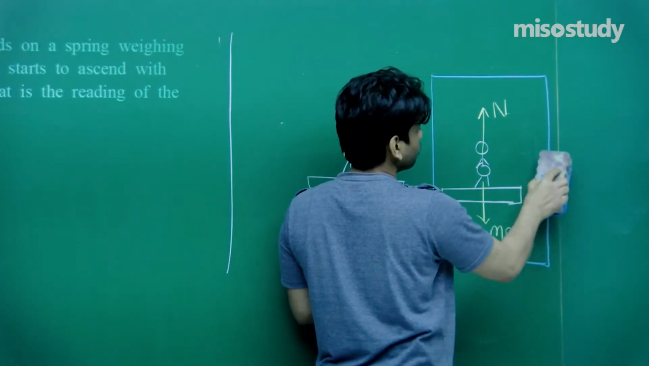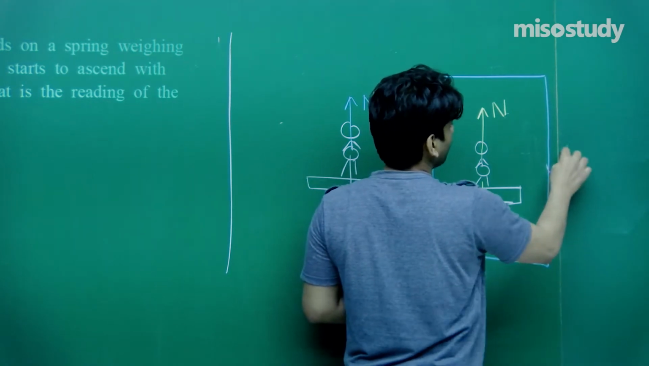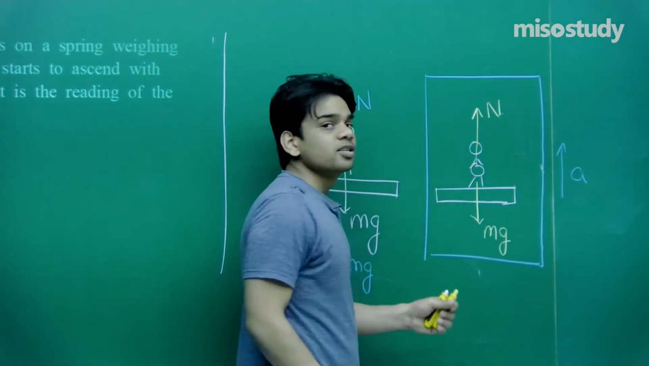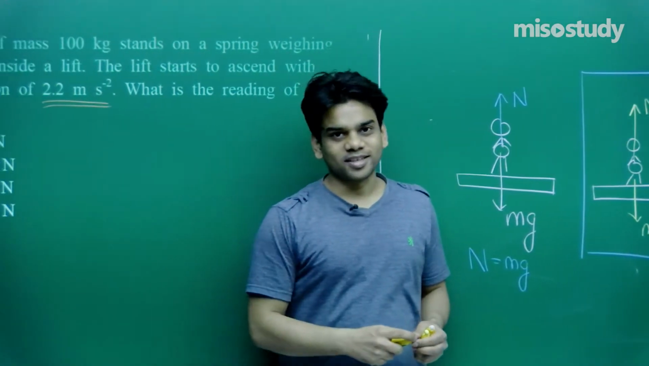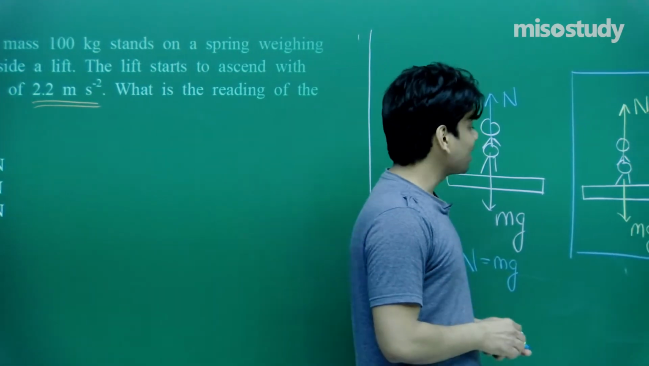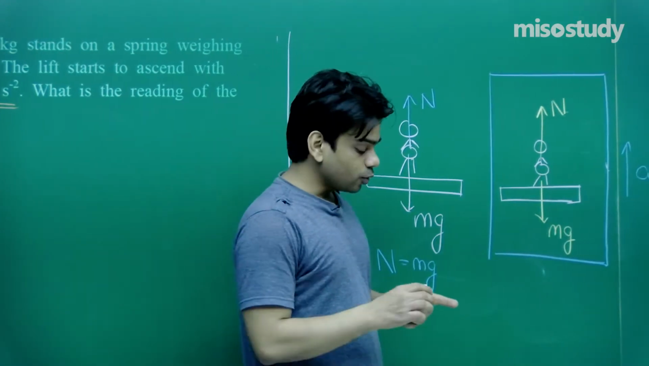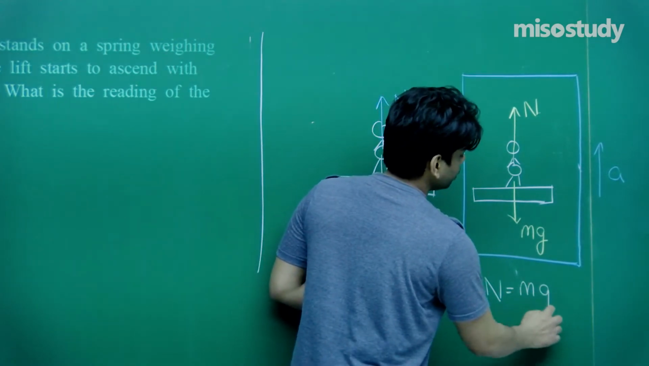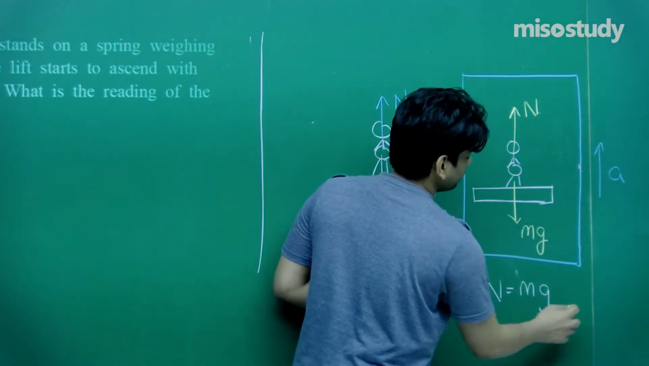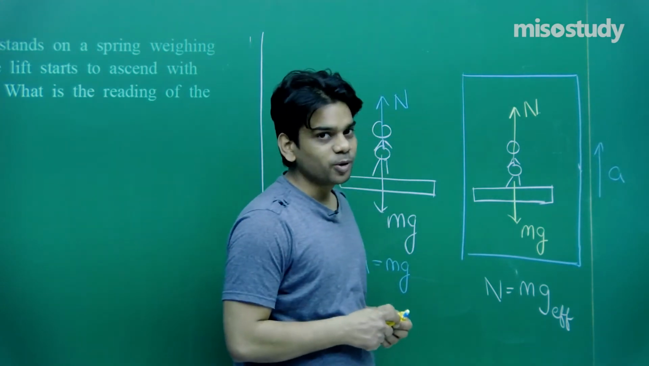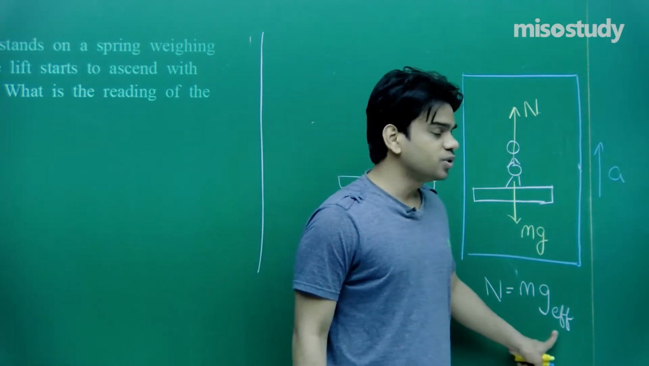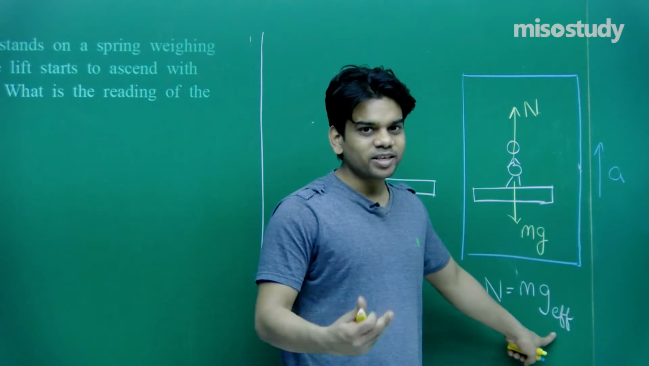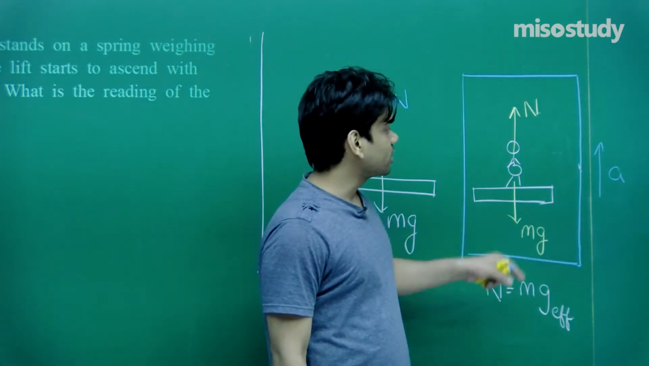It's given that it has an acceleration in the upward direction, A, that is 2.2 meter per square second. We'll go ahead with that. Now, first of all, the normal reaction will be equal to m into G effective. Understand this first. I have used the term G effective, that is the effective G actually acting on this man.